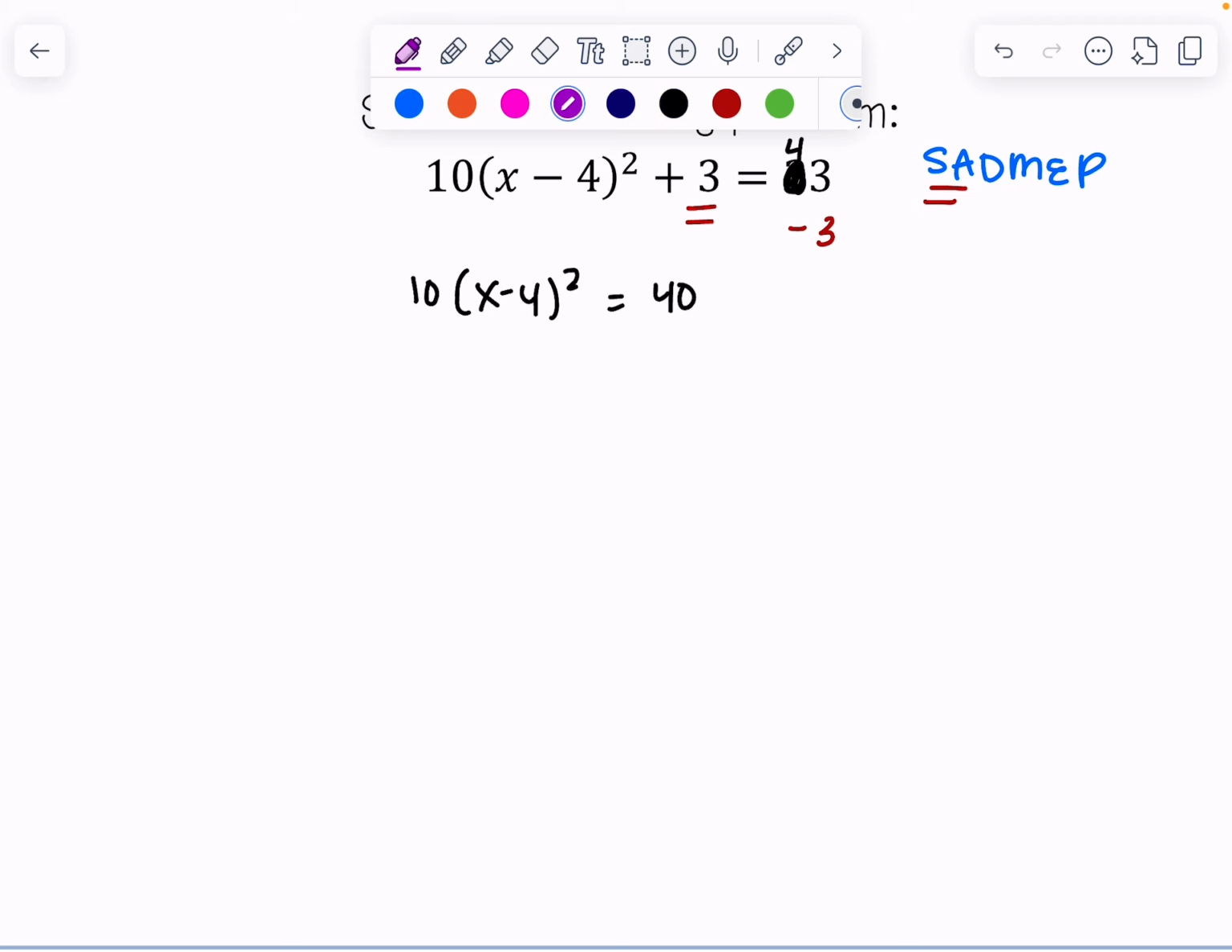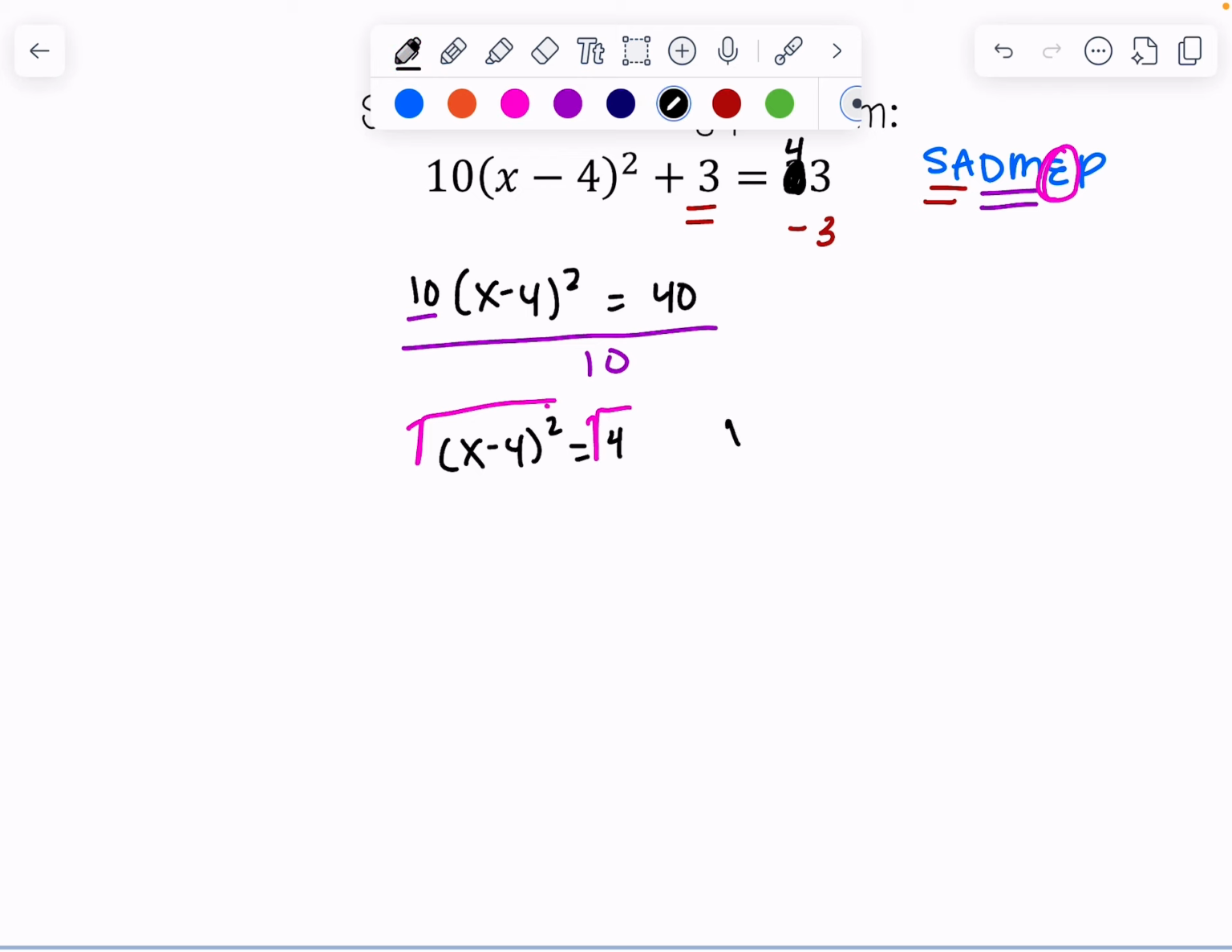I'm then going to ask myself, is there anything I could divide or multiply to the other side? And I immediately see I have this 10 out here. So I'm going to divide both sides by 10. That gives me x minus 4 squared equals 4. Now we're ready to deal with the exponent. Well, my exponent here, I know what it is. It's a 2. So I can just take the square root of both sides.